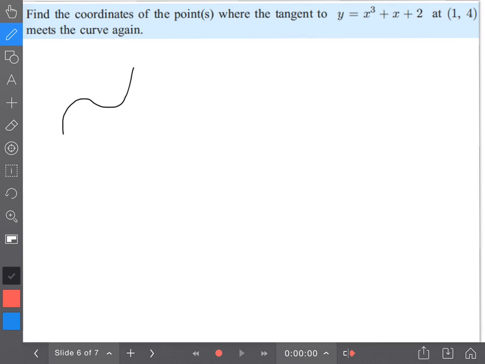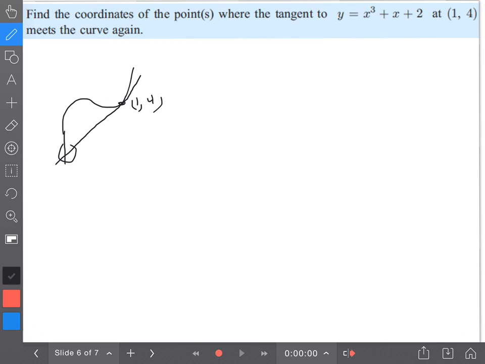Okay, so the tangent to this at 1, 4. So at some point, I'm going to have 1, 4. Now I don't really know where that is, but let's just pretend that it's here. So the tangent is going to go like this, and then what's going to happen? At some point, it's going to cross the graph again. So that's what the question is asking. It wants me to find this tangent line, the tangent line that goes through 1, 4, and then tell it where it crosses again.